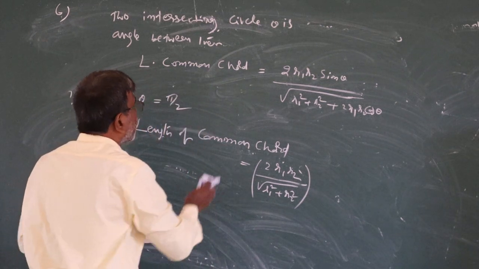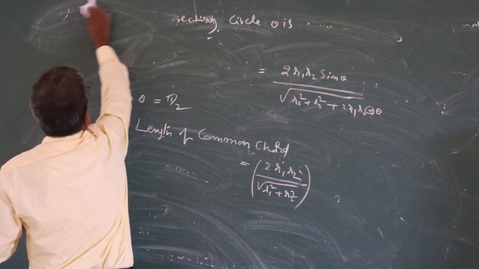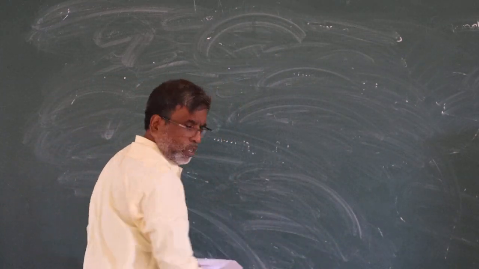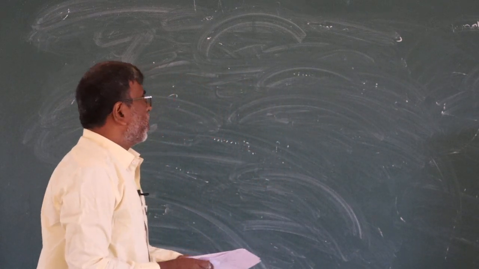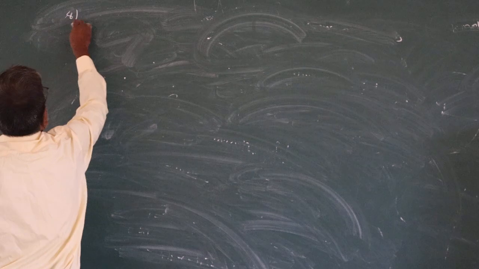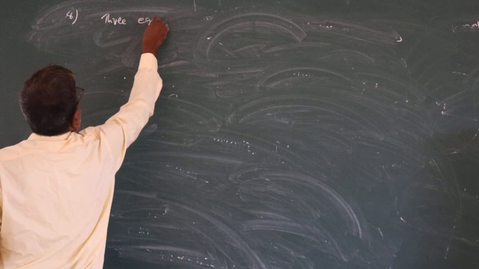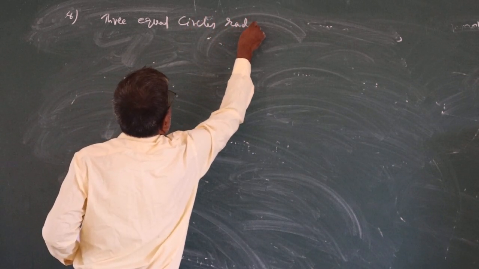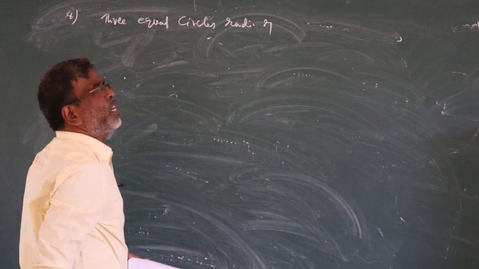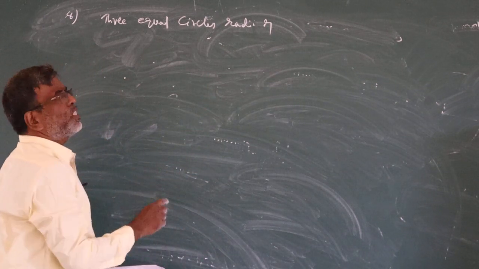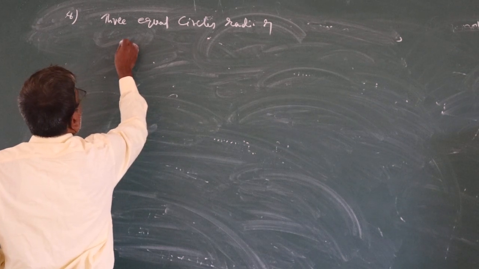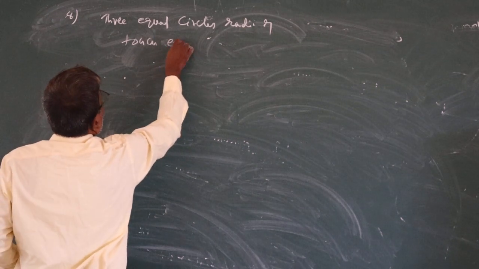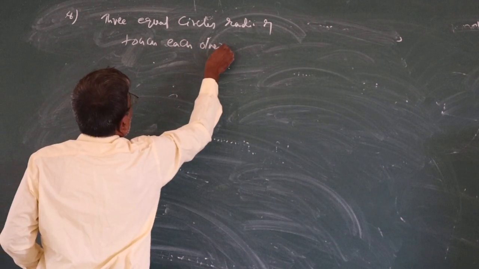Suppose we are discussing two more shortcuts asked in competitive exams. Suppose there are three equal circles, whose radii are all the same, and they touch each other externally.